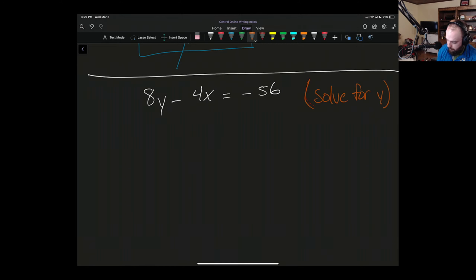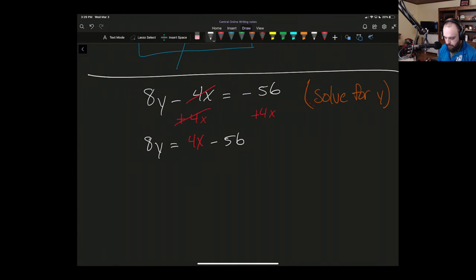We're trying to get y by itself. All right, so this is saying minus 4x, so we want to do the opposite of subtracting 4x. So we're going to add 4x to both sides. So we'll be left with 8y equals 4x, because my negative 4x plus 4x is going to cancel out. Then we're going to have minus 56.